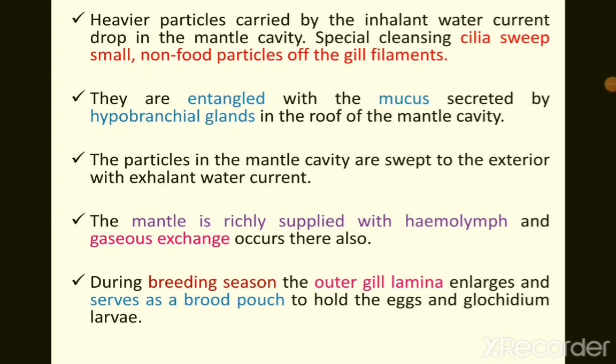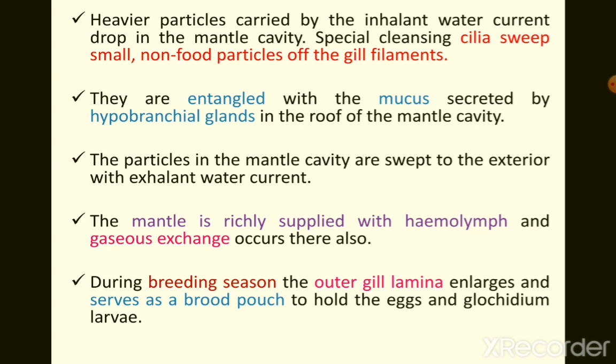So now let us look at how this course of water current takes place. I'll just give you an outline. Because of this constant beating of cilia of the gill filaments, a continuous current of water enters the inhalant siphon, and because of the beating of the cilia, this water is pushed forward. So the cilia of this gill filament play an important role.